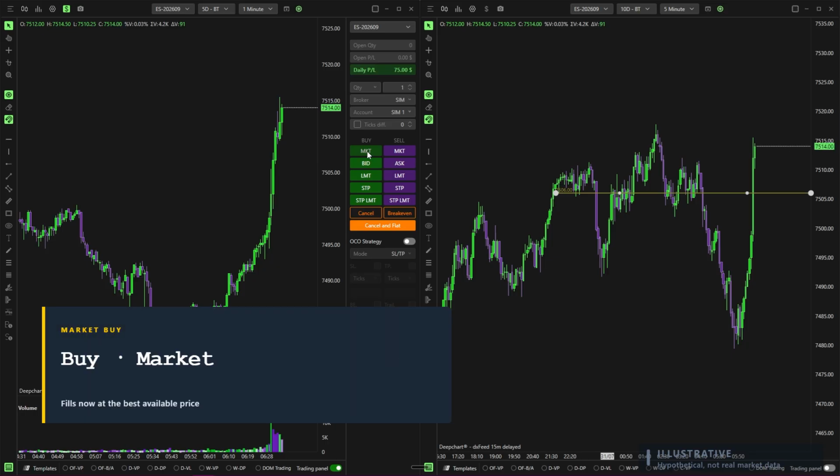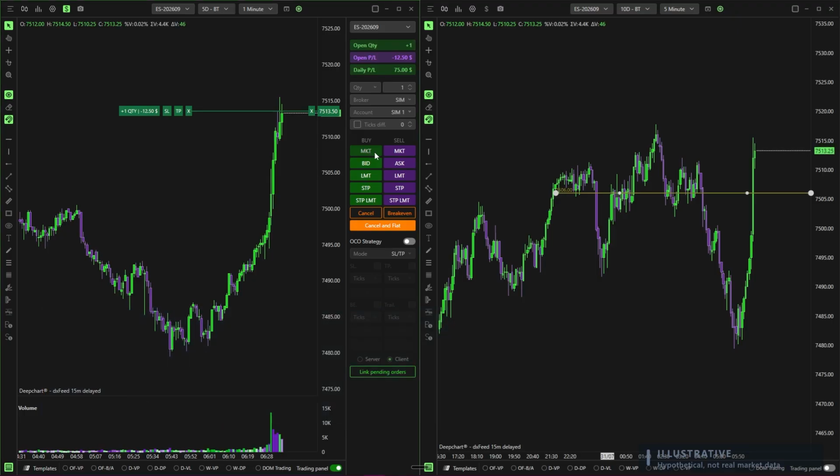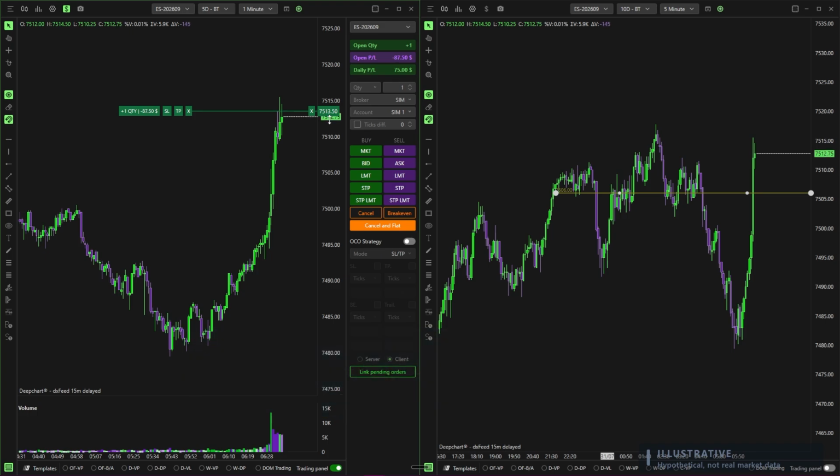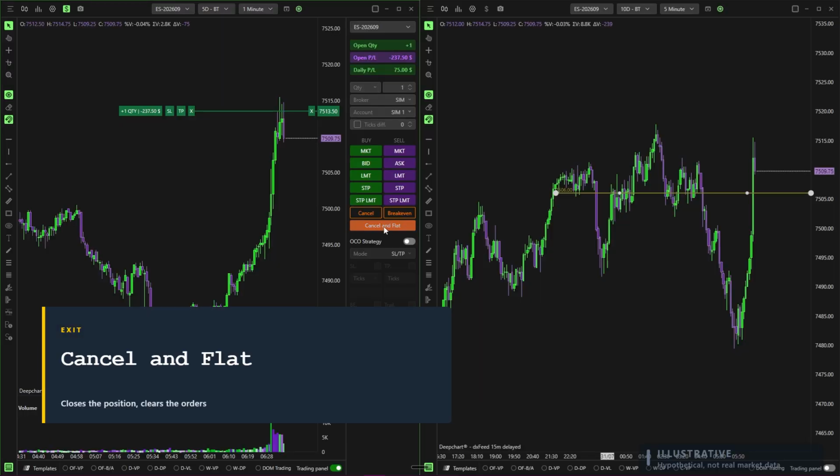So if we go ahead and click the market button for buy, we'll buy one at the market, and we got filled at 75.13.5. Now here's the part that really matters. A market order fills at the best available price, not a price you get to pick. Most of the time, on a liquid contract like ES, that's a tick or nothing, but in a fast market, that fill can come in a tick or two away from what you saw, or even a few points, depending on the scenario. That's totally normal, and you're basically trading price certainty for speed. So to get out of this position, we'll click cancel and flat.